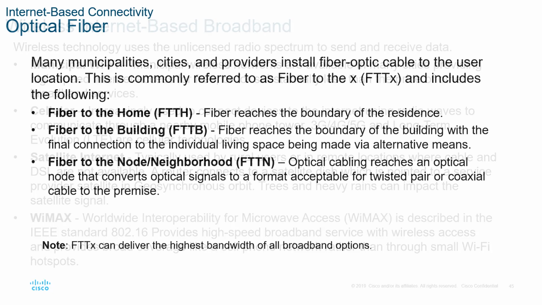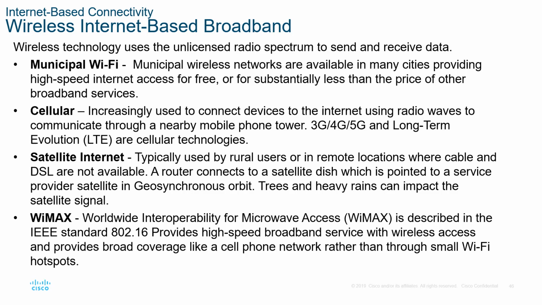Other forms of our internet-based connectivity are, again, municipal wireless, again, man-based wireless, cellular using 3G, 4G, 5G, LTE, other broadband cellular technology. We have our satellite. We also have our WiMAX. Again, WiMAX is going to be using our 802.16. That's high-speed broadband using wireless signals.